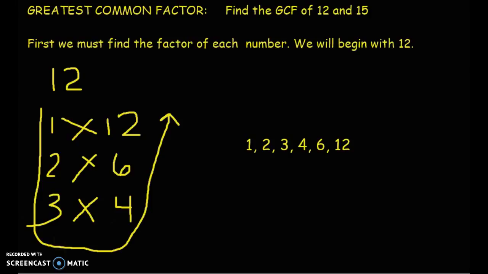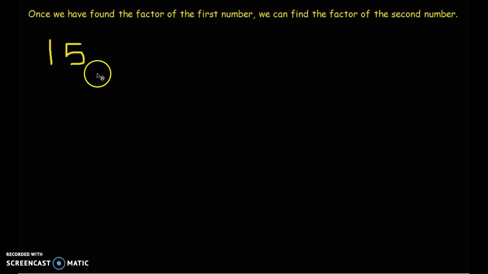Now we must find the factors of 15. So again, we begin with the number 1 and the actual number itself. Those two are factors of 15. So 1 times 15 gives us 15.